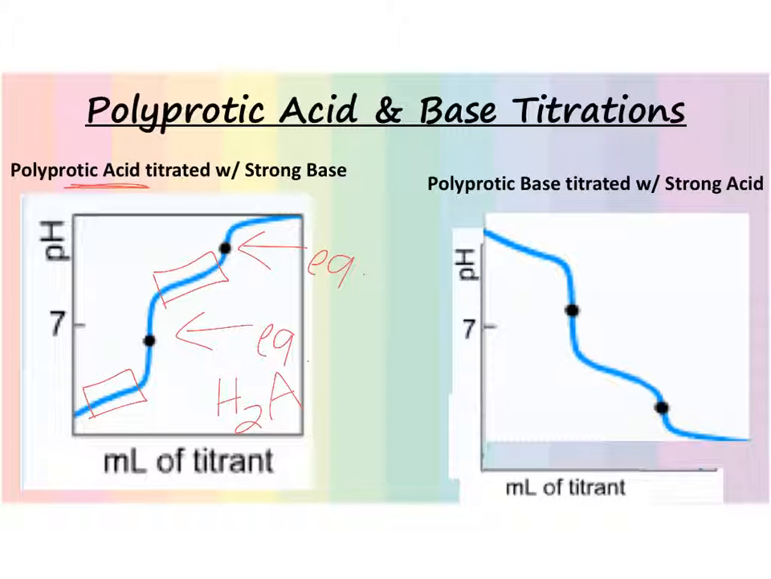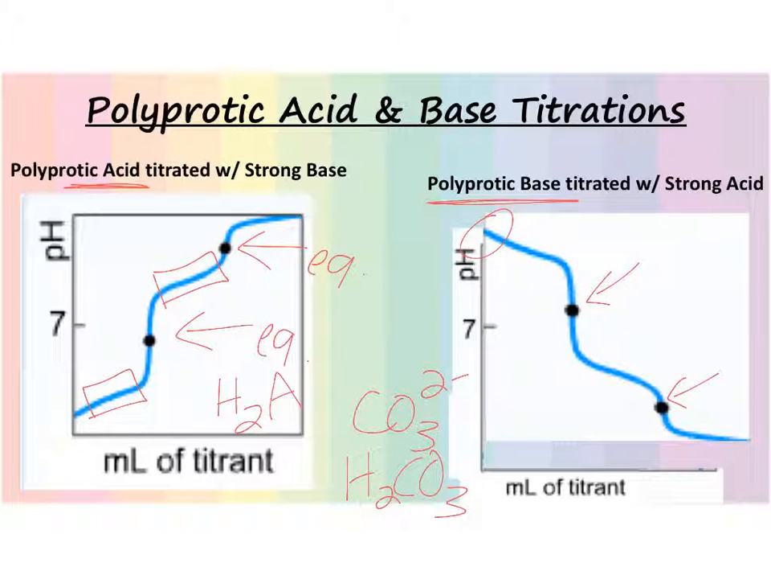All right, now the opposite of that is the polyprotic base. The polyprotic base can just accept multiple hydrogens. A great example of this is like CO3 2 minus. CO3 2 minus can accept up to 2 hydrogens. So because of that, it's going to make a polyprotic curve. So polyprotic base obviously is going to start with a basic pH. You are going to have, again, 2 equivalence points and 2 buffer regions and 2 half equivalence points.